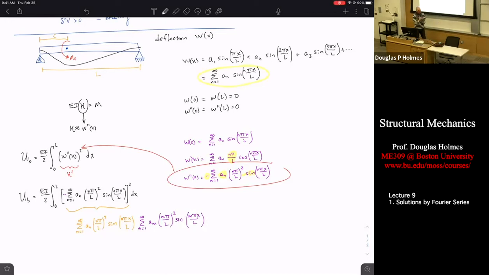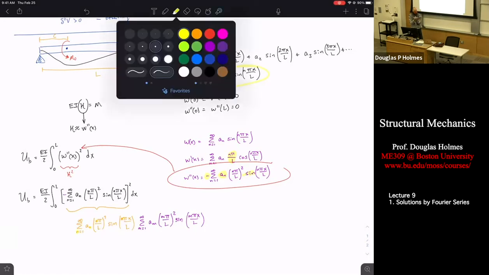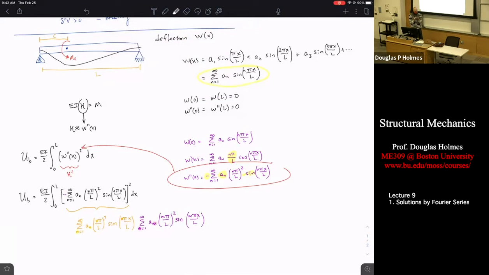So the main thing I want you to notice here is that we have the sum of n, and then the second term that we're multiplying here, we've inserted m.